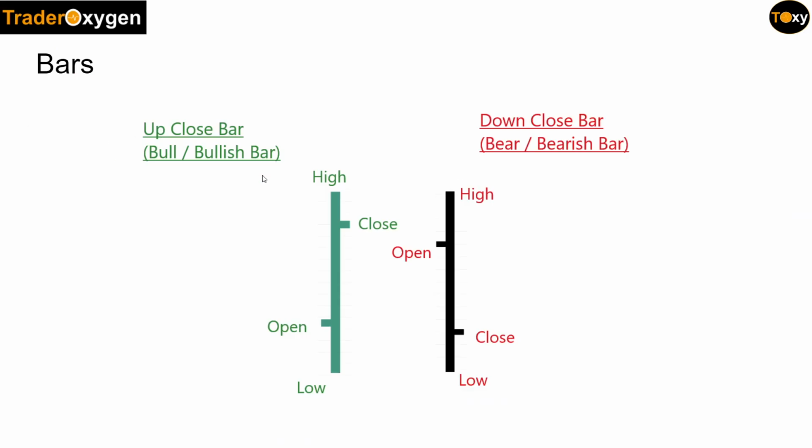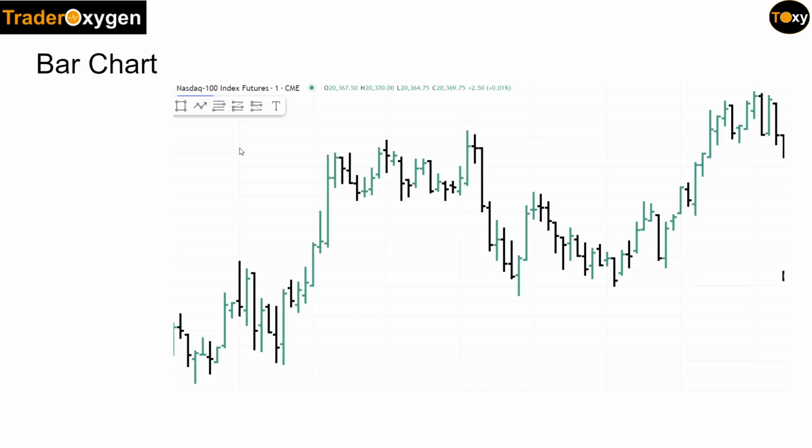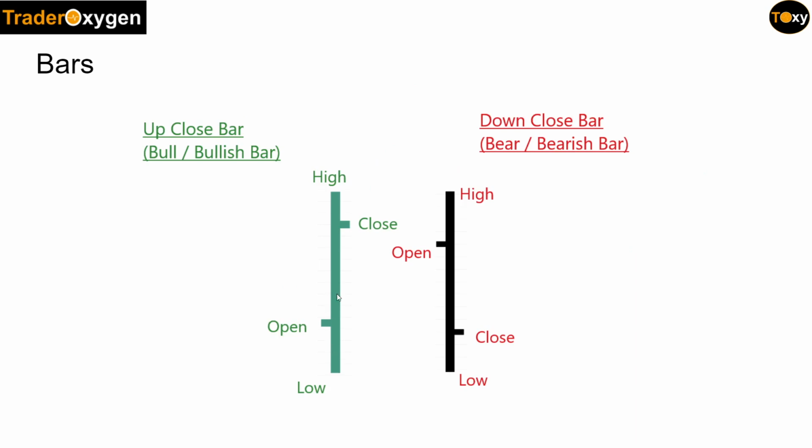Okay, so these are bars. Okay, let me check on this. So these are bars, and when you look at it as a whole, it's known as a bar chart. So if it's an up close bar, you can make it green. If it's a down close bar, you can make it black. It's the same concept as a candlestick. If it's an up close bar, it means it opens and the price has closed higher. If it's a down close bar, it means the price has opened at a certain price and the price has gone down.